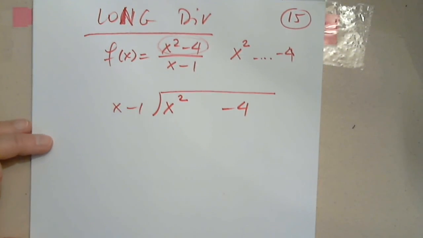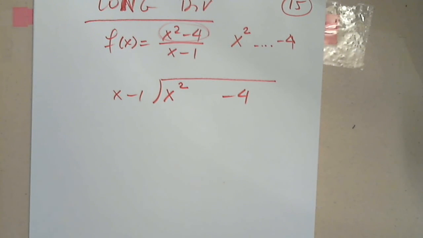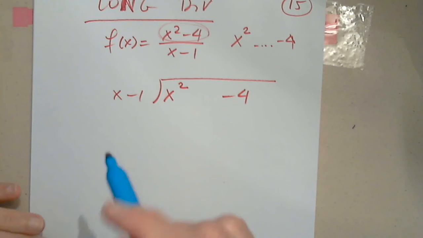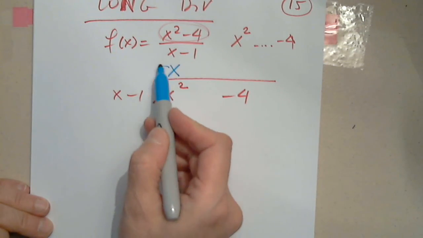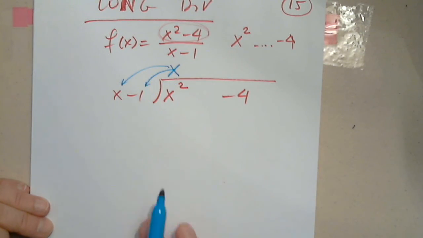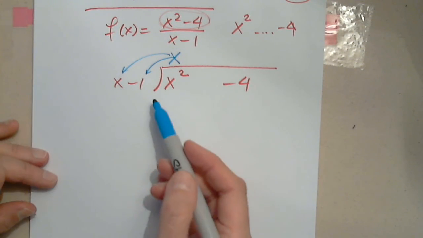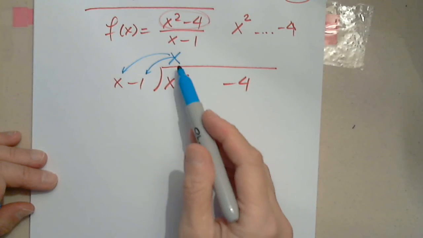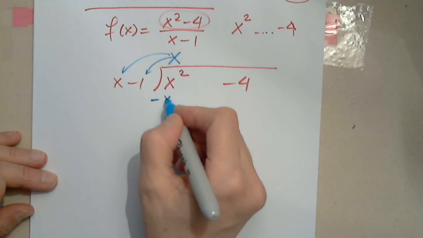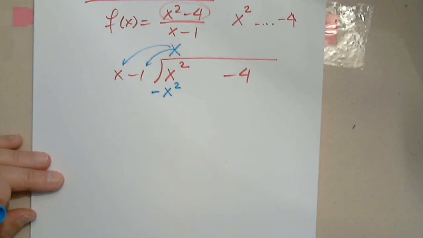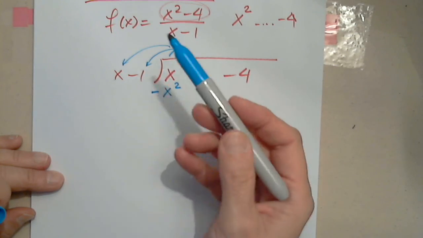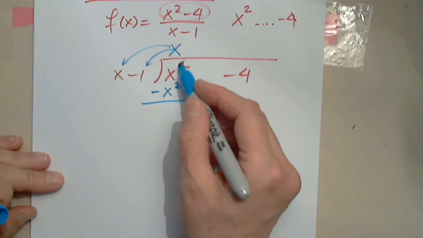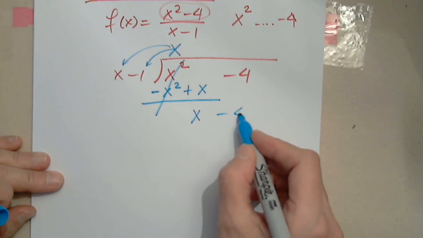And x minus 1. So the first question is x times what is x squared? And the answer is x. But now I have to go back and distribute to both, change the sign, and write below like terms. So x times x is x squared, but I have to write negative x squared. X times negative 1 is negative x, but I have to write positive x. And then I bring down x minus 4.